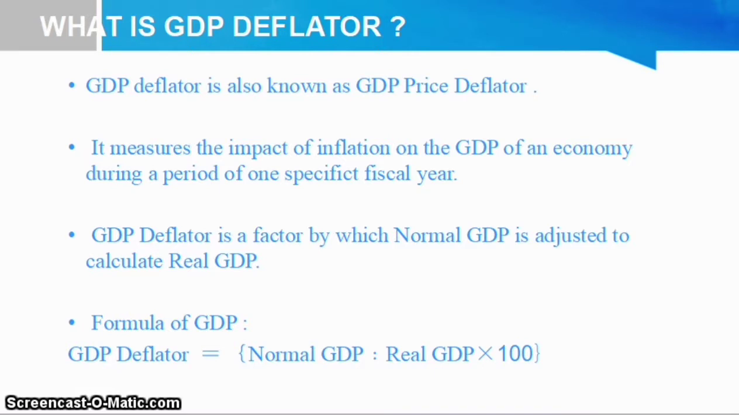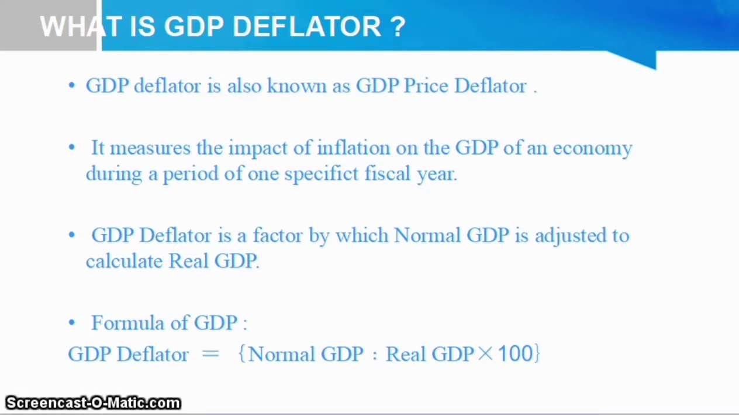GDP deflator is also known as GDP price deflator. It measures the impact of inflation on the GDP of an economy during a period of one specific fiscal year. GDP deflator is a factor by which nominal GDP is adjusted to calculate real GDP. For the formula, GDP deflator equals nominal GDP divided by real GDP multiplied by 100.